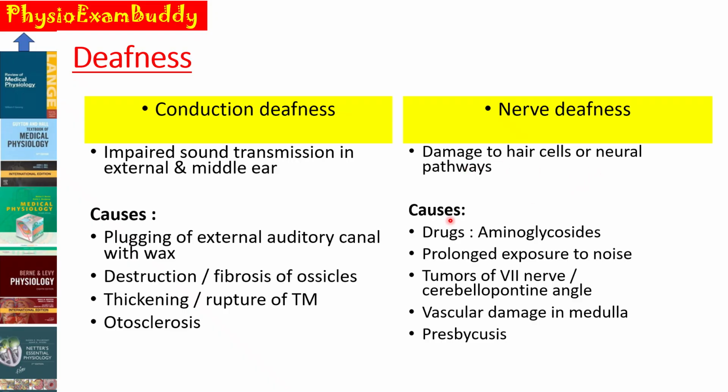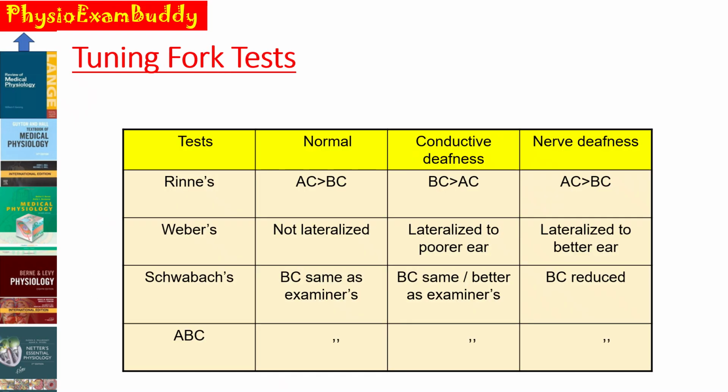The main causes of sensorineural or nerve deafness are drugs like aminoglycosides, then prolonged exposure to loud noise, then tumors of the eighth cranial nerve, or any tumors at the cerebellopontine angle, then vascular damage occurring in the medulla, and also presbycusis are some of the causes of sensorineural or nerve deafness.